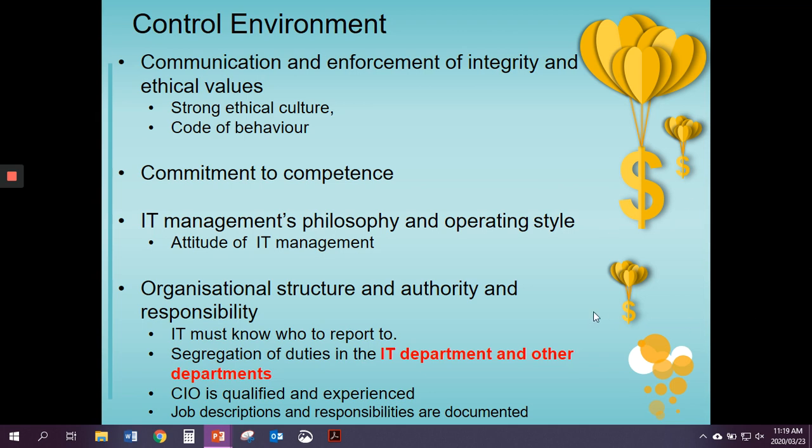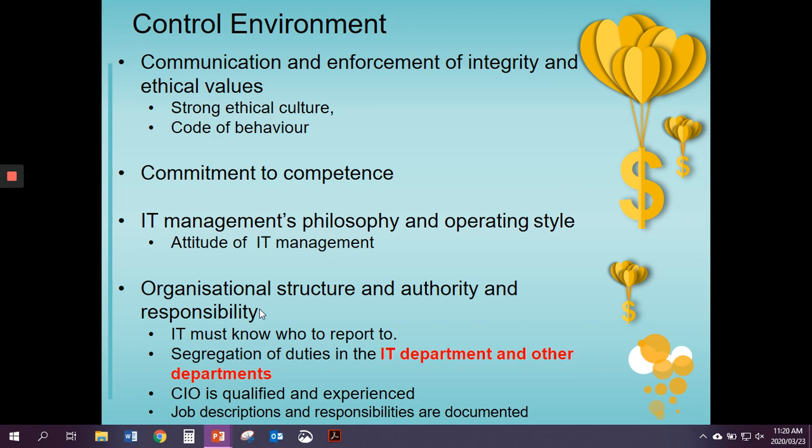When I talk about organizational structure here, there are two very important things that we must keep in mind when we talk about IT and organizational structure. The first is that the IT department must be separate from other departments. Why? Because if people in other departments are able to access and manipulate the IT environment, they are then able to override controls. So we don't want anyone who is not part of IT to have access and have the responsibilities that the IT department has.